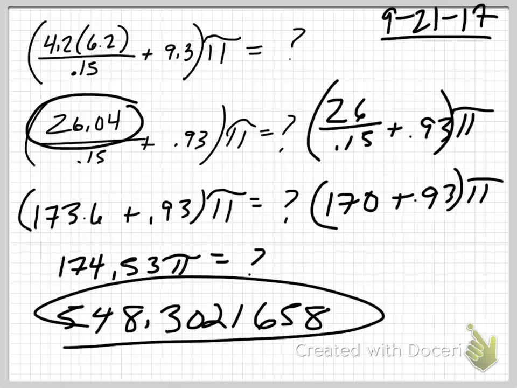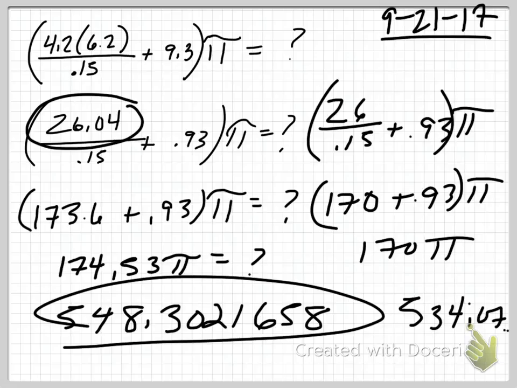Okay, so then 170 plus 0.93 is 170.93. So I have 170.93 times pi. Oh wait, I have to take my sig figs, don't I? And I only have two sig figs. So, gee, that's 170 pi, because I only have two sig figs. So, 170 pi, well, that gives me 534.07, etc. And then I take my sig figs on the final answers for all of this, and I only have two sig figs.